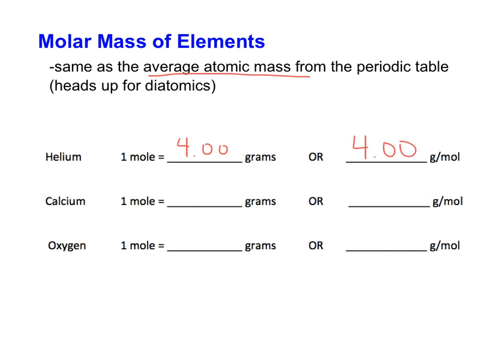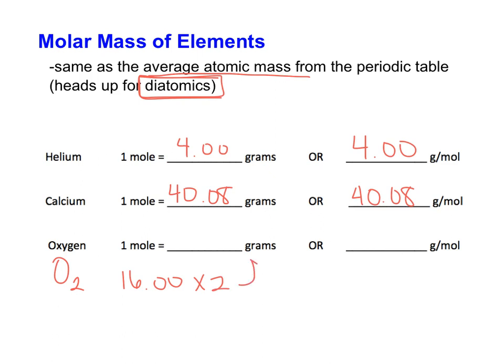Or you could say that it's 4.00 grams per mole. You want to take those 2 units together. So look up calcium, and you would read that it's 40.08 grams or 40.08 grams per mole. Last, oxygen. Heads up, oxygen is a diatomic, so it exists as O2, so there's 2 oxygens on there, which means even though the periodic table says 16.00 grams, we have to multiply it by 2 to get our 32 grams to 2 decimals, or 32.00 grams per mole.